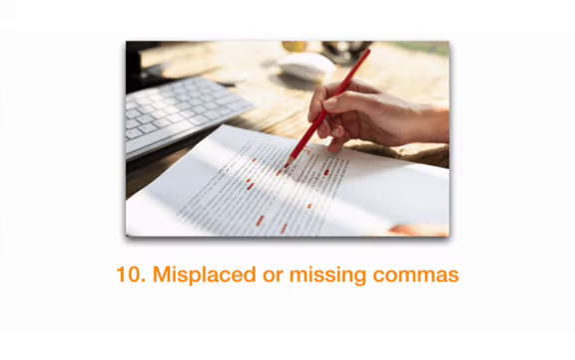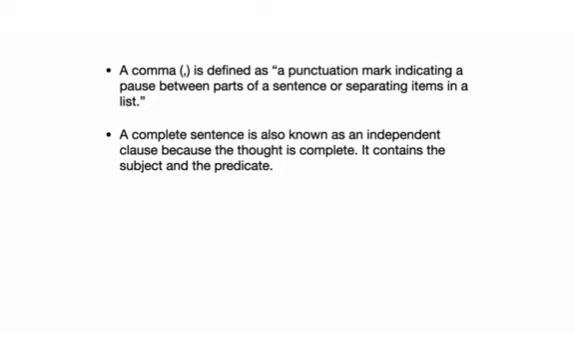10. Misplaced or missing commas. A comma is defined as a punctuation mark indicating a pause between parts of a sentence or separating items in a list. A complete sentence is also known as an independent clause because the thought is complete. It contains the subject and a predicate.